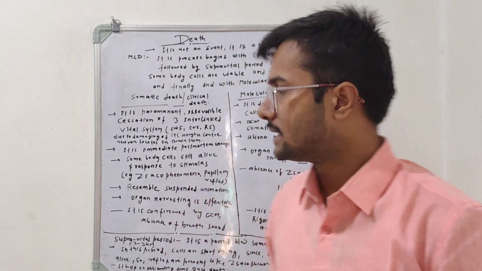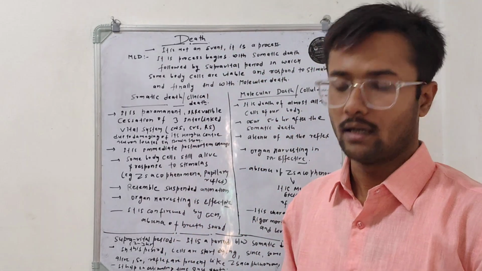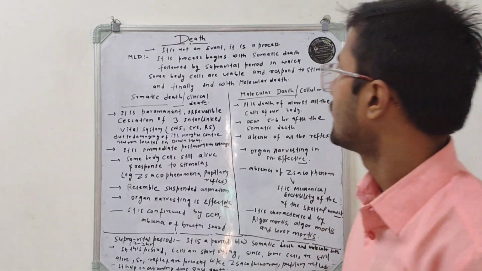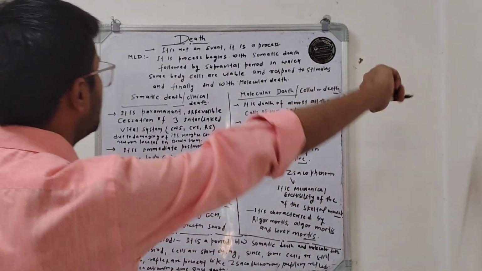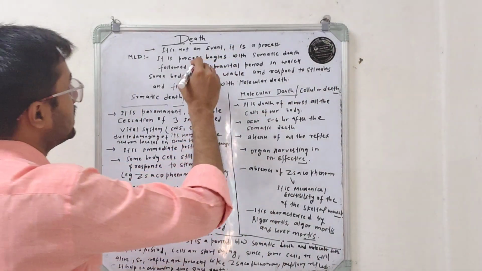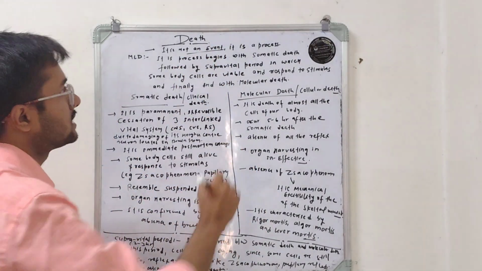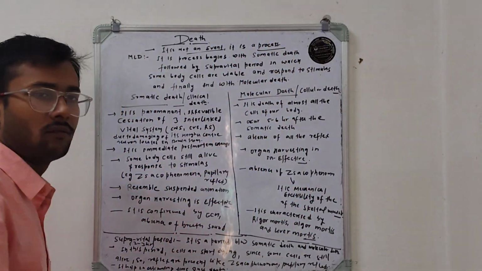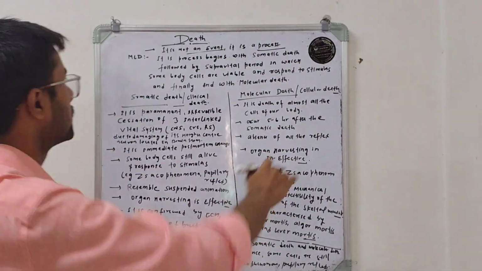So these are all about the death. Now we go for the reading section, what I am writing. We start with the definition of death. It is not an event, it is a process. I already explained the difference between an event and a process.